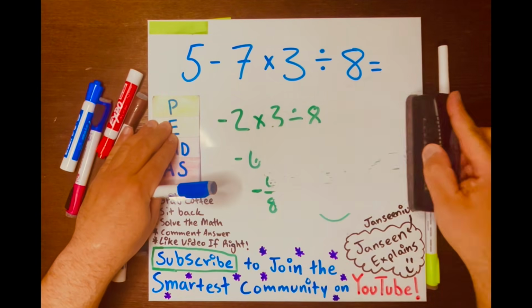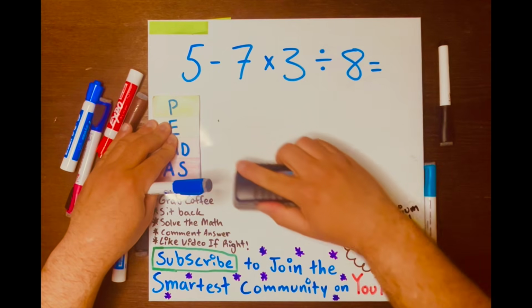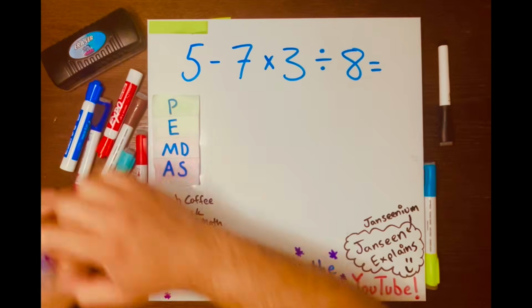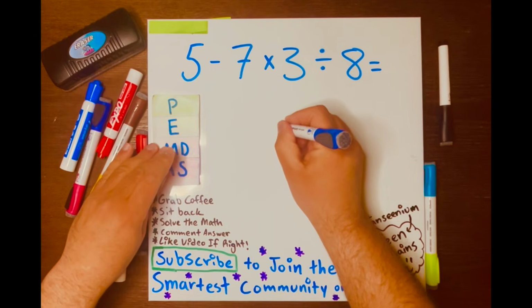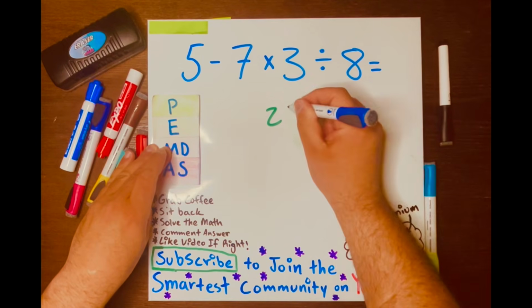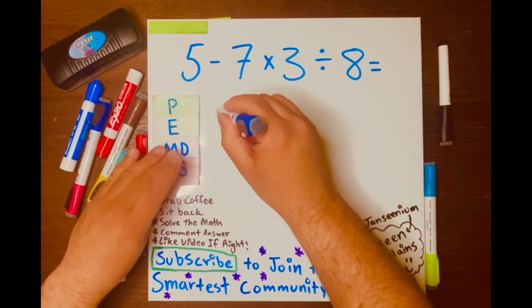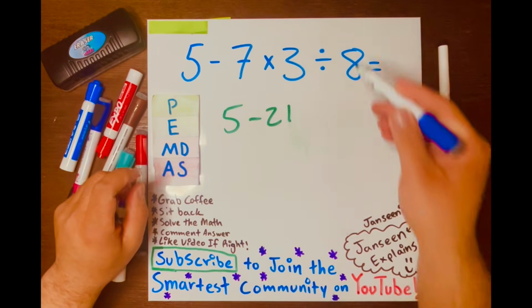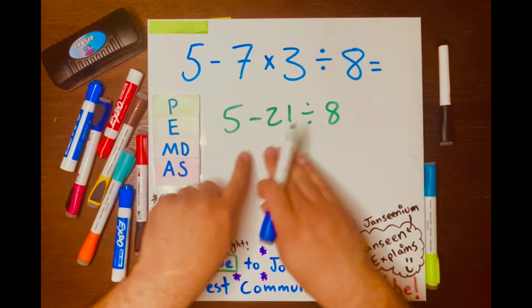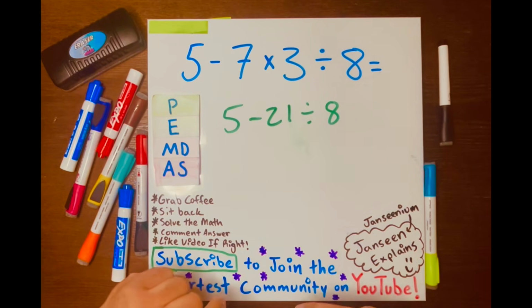And PEMDAS is saying, hey, you're going to start with multiplication. You're starting with 7 times 3, which is 21. Good job, 21. Almost wrote 24. 21. And then we bring down the 5 minus. Let's bring the others down. So divided by 8. And now we're looking back at PEMDAS. Division goes first. So what is 21 divided by 8?